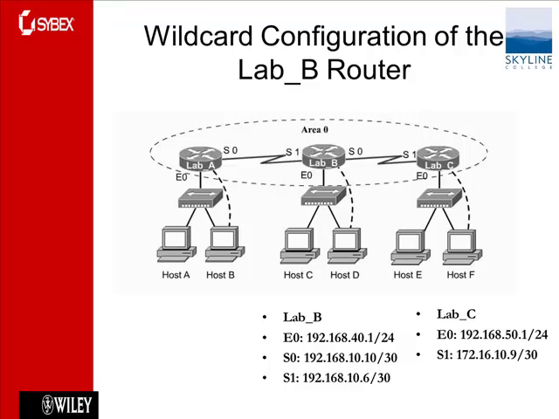For the wildcard masks, say E0, 192.168.30. With a 24-bit mask, the wildcard mask is going to be 0.0.0.255. The 30-bit is going to be 0.0.0.3.